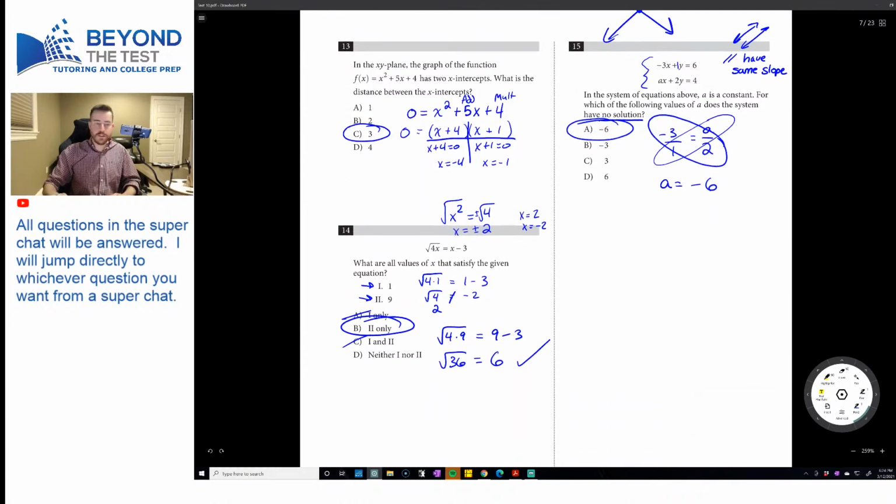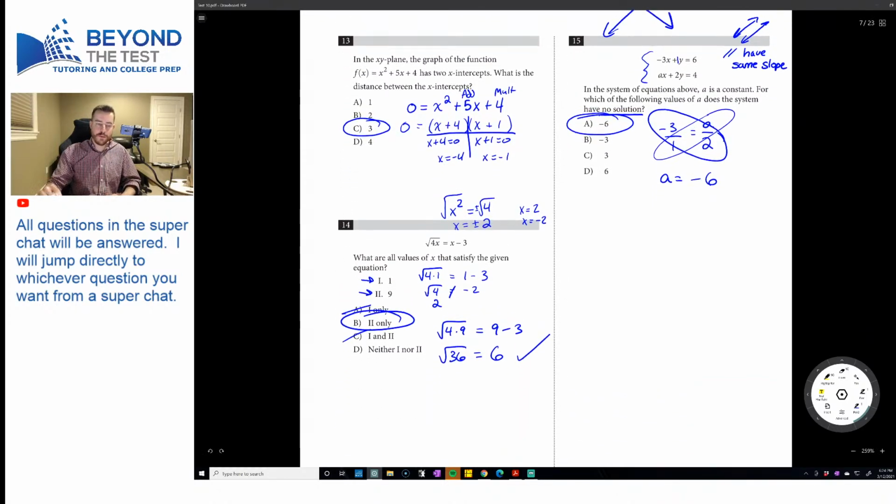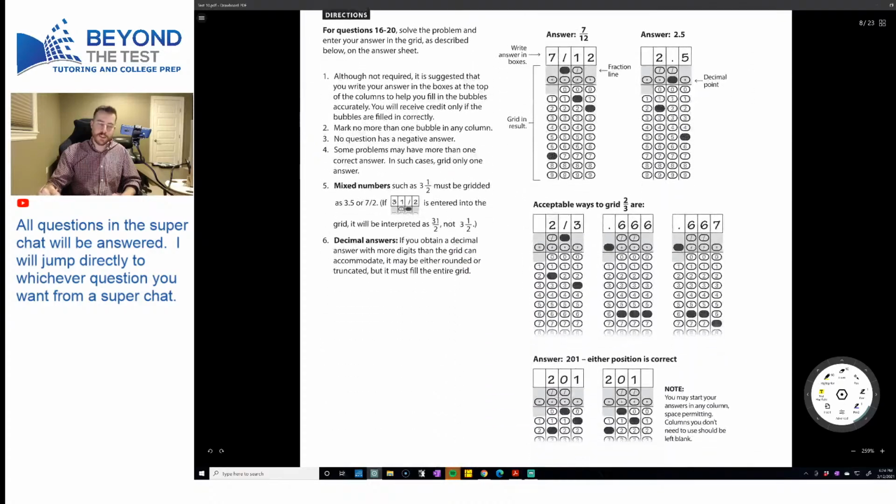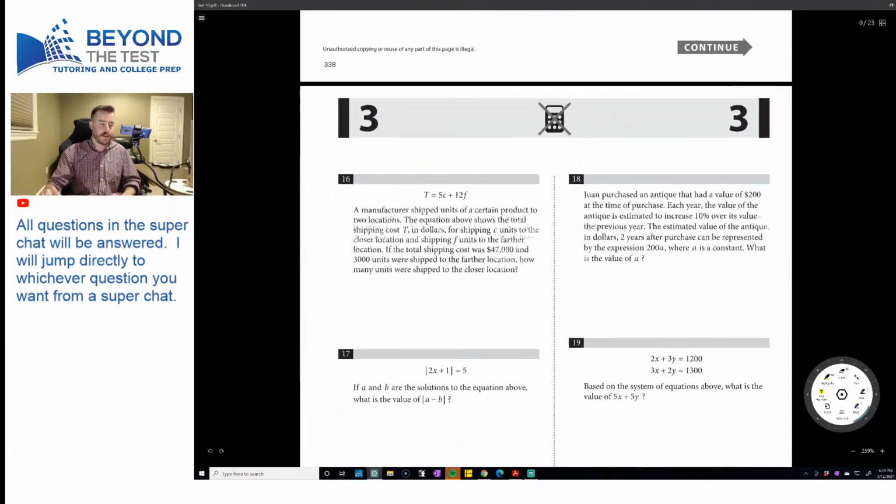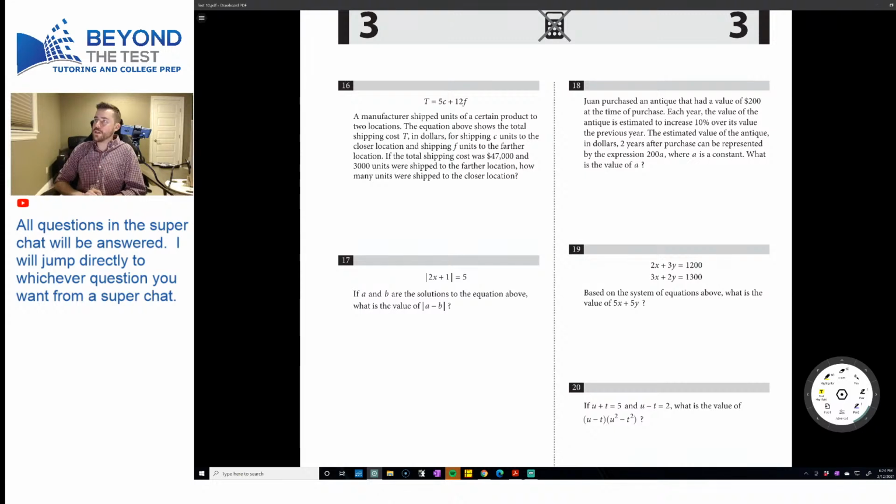Okay, so let's go down here then. So that takes care of the first part here. Now we're going to take a look at some of the grading questions where you don't have the answers. So let's start with question number 16. It says a manufacturer shipped units of a certain product to 2 locations. The equation above shows the total shipping cost T in dollars for shipping C units to the closer location and shipping F units to the farther location. If the total shipping cost was $47,000 and 3,000 units were shipped to the farther location, how many units were shipped to the closer location?